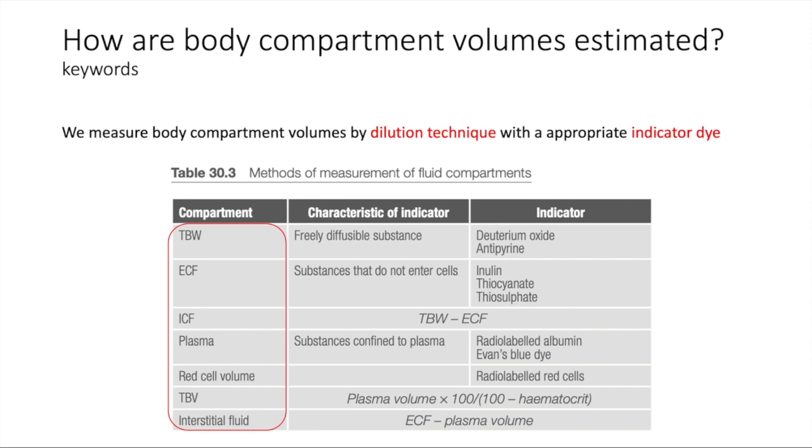The concentration of the dye is measured and the mass administered is known. Therefore, using the formula for volume of distribution, which equals the mass of dye divided by concentration, the compartment volume can be estimated. Some compartments are derived instead of measured, for example the intracellular volume.